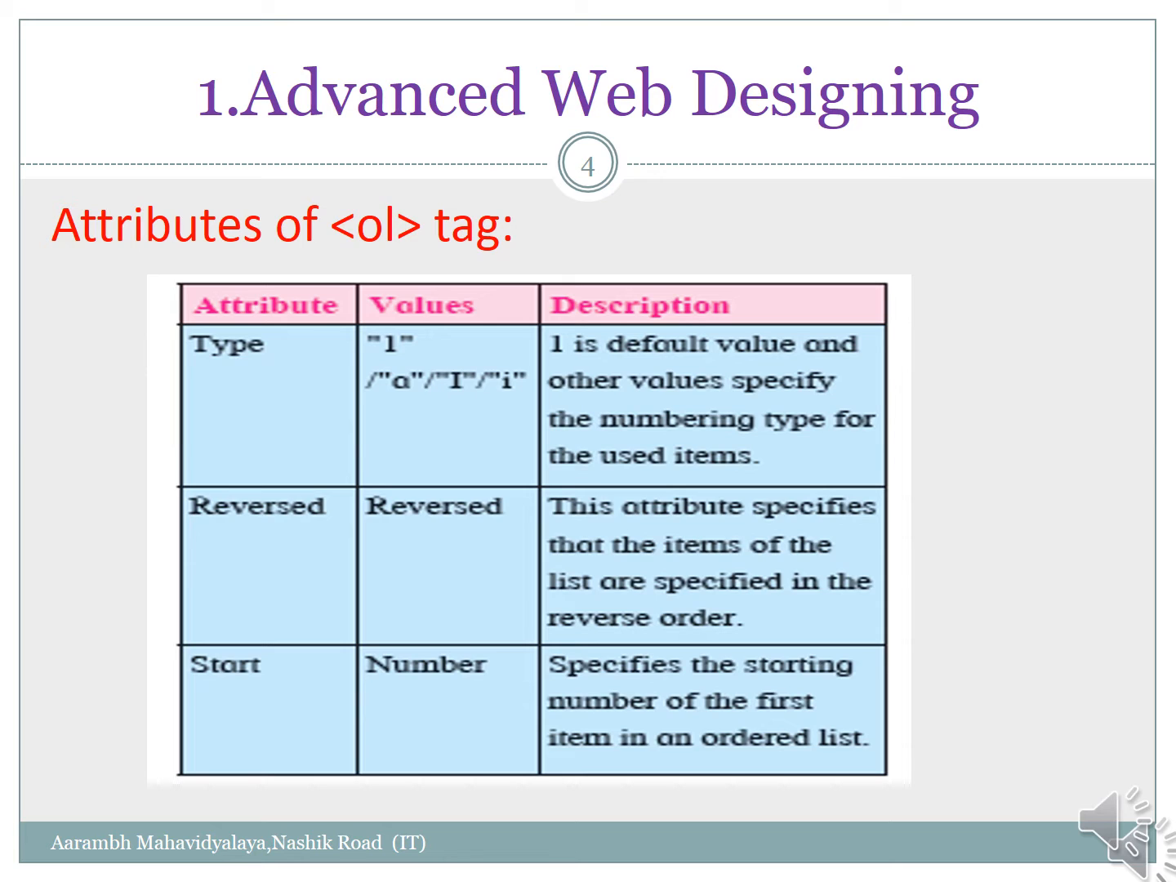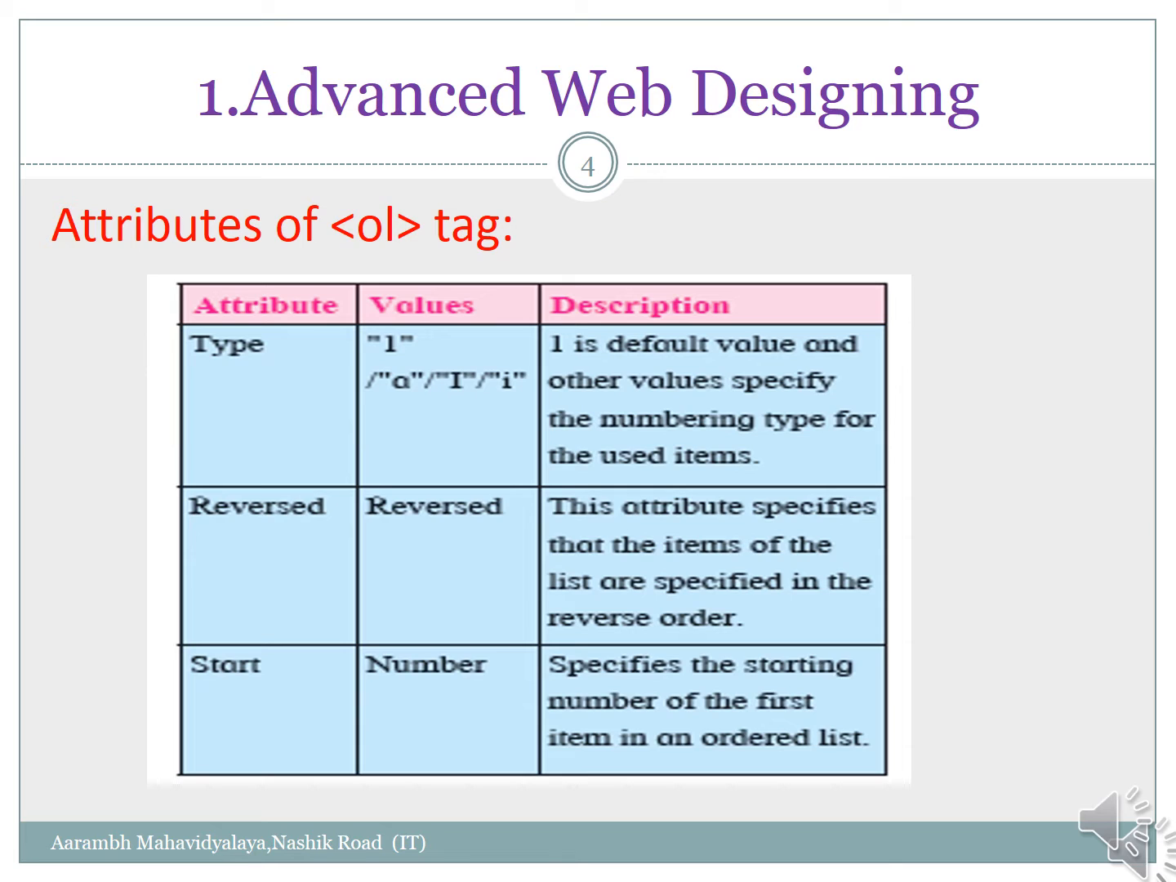Now let's see the attributes of the OL tag, that is the ordered list tag. The first attribute is type, the second attribute is reversed, and the third attribute is start. In the first attribute, we can specify 5 types of values. By default, it is 1, that means our list will be displayed in the format of 1, 2, 3, 4, 5 like that. Then we can change it by using type as capital A, small a, capital Roman 1 or small Roman 1.